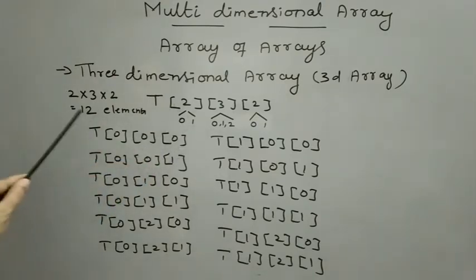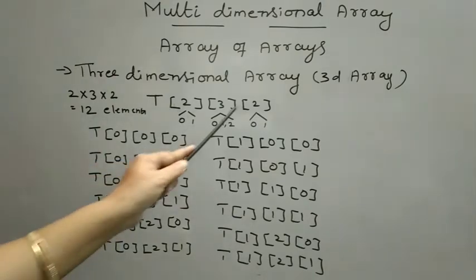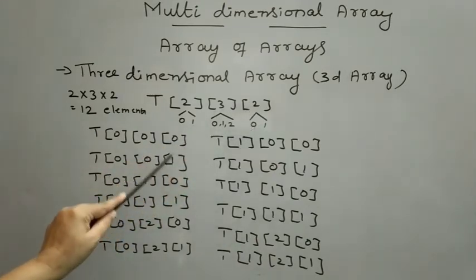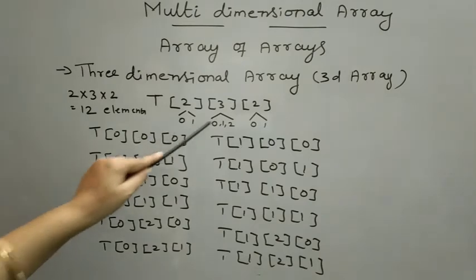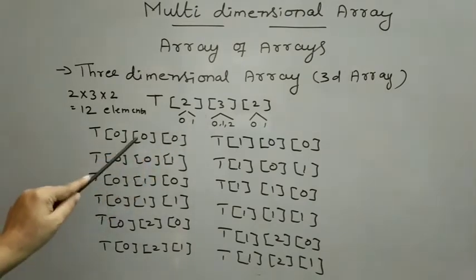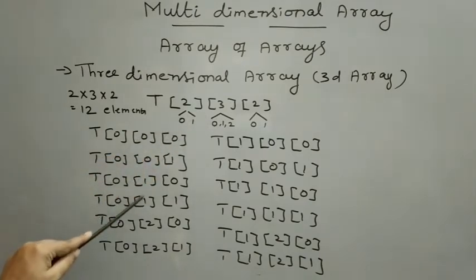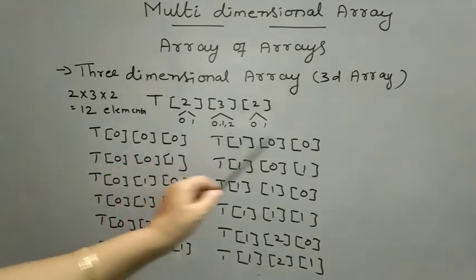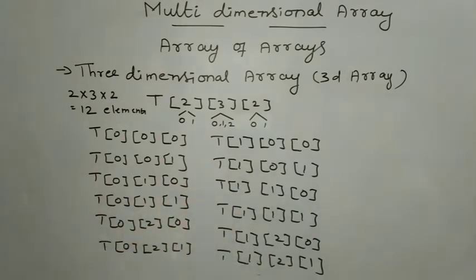How to access the individual element? First vary the index position of the third dimension. It varies from 0 and 1. Then you vary the index position of the second dimension. It varies from 0 to 2. And then you vary the index position of the first dimension. By this way I am able to access the 12 different individual elements.